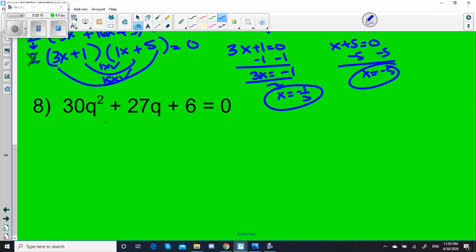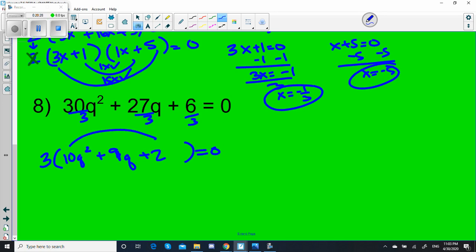All right, looks like the GCF is 3. So I'm going to divide all of the trinomial by 3. So that's 10q squared plus 9q plus 2. Okay, so I'm looking for factors of 20.